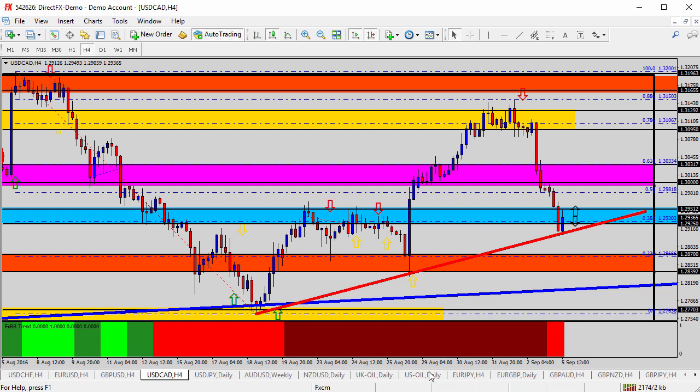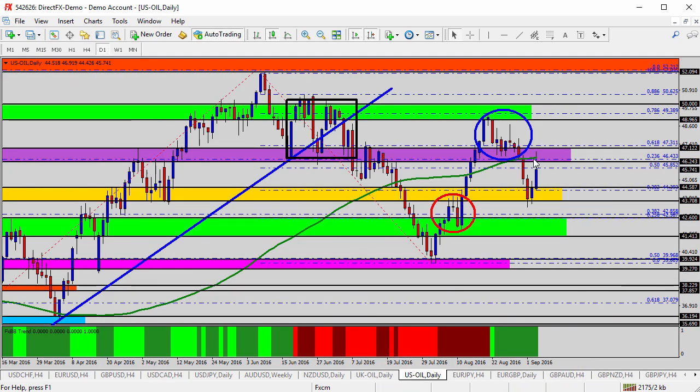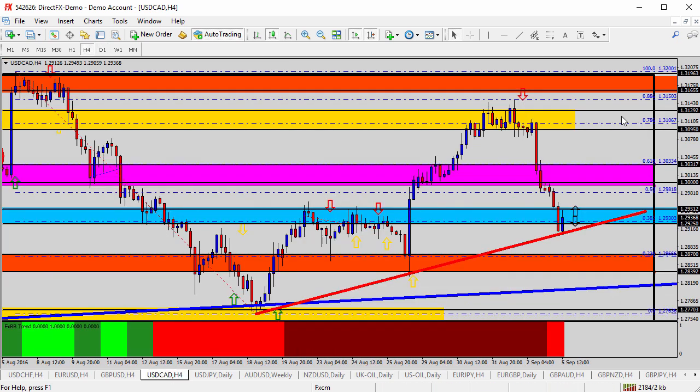Let's just take a quick peek at that U.S. oil chart. Look at that, finding resistance underneath the 100 period moving average and the 47 level here on the U.S. oil chart. So if oil finds resistance and goes back down, that again means that we could be looking for a rally once again here for the USDCAD.